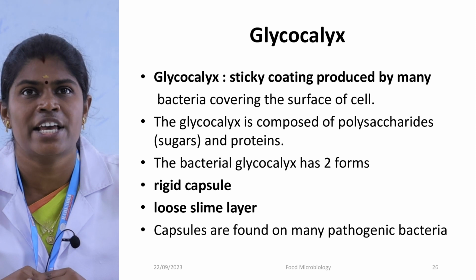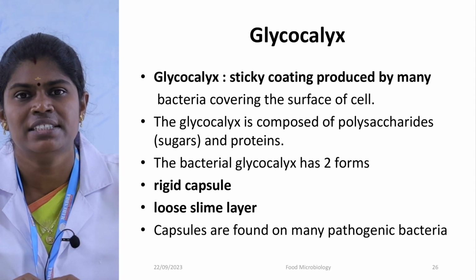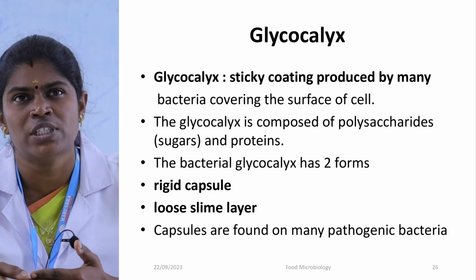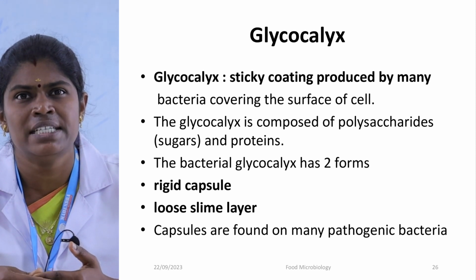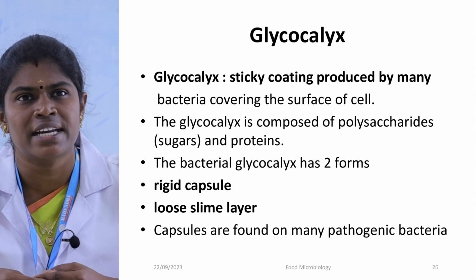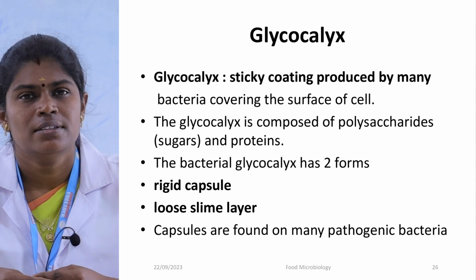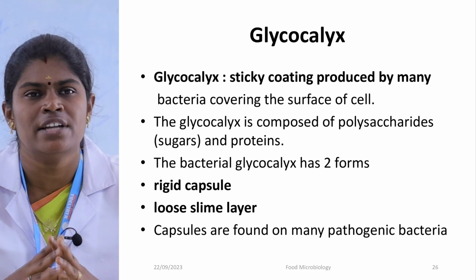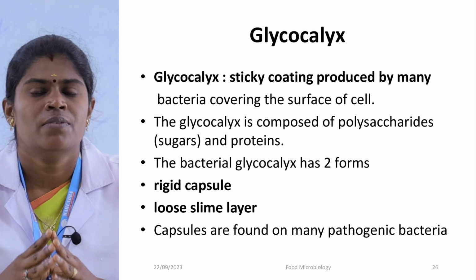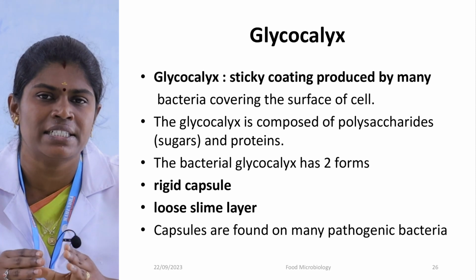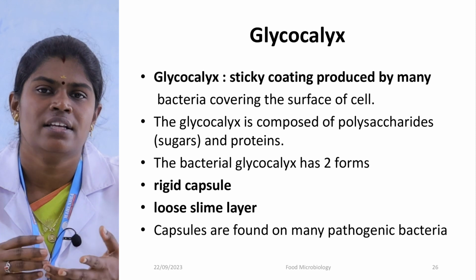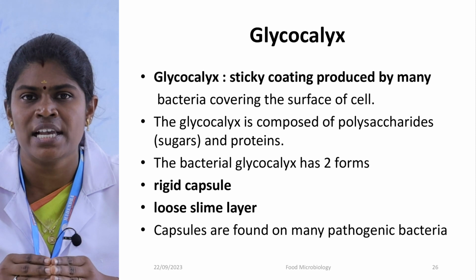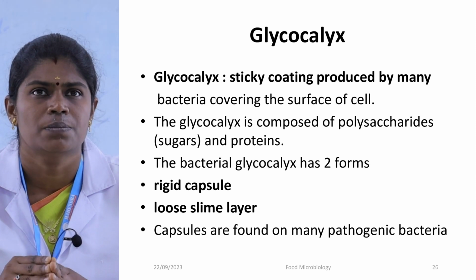And next one is glycocalyx. Glycocalyx is the sticky coating found on the outermost layer of the bacteria. It is made up of polysaccharide, sugar and protein, and we can classify it into two types: rigid capsules and slimy layers. We can see this in pathogenic bacteria like Vibrio cholerae and Staphylococcus. Like this, we can view glycocalyx in several bacteria.